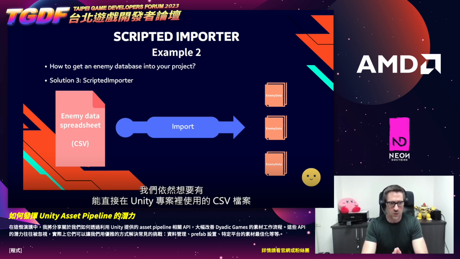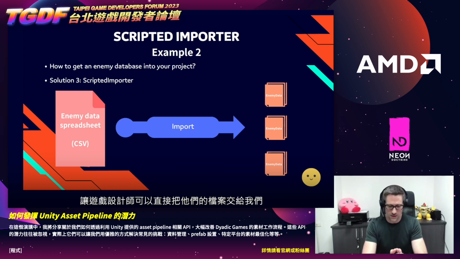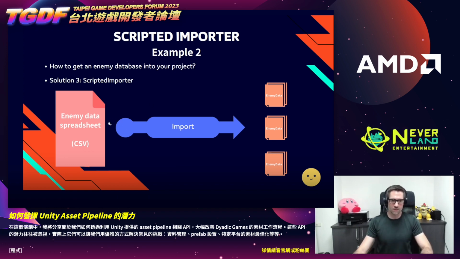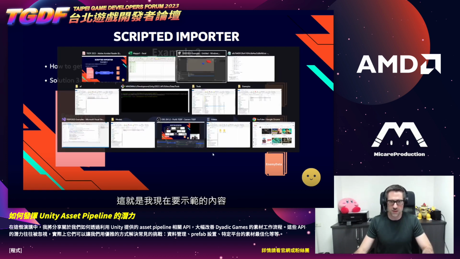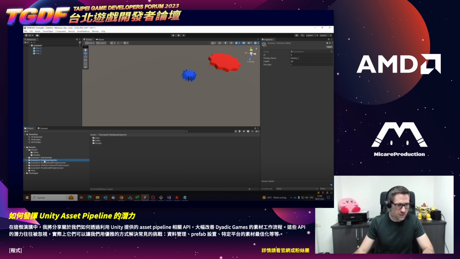So we still want to have the CSV file be used directly in the Unity project so that the game designer can just hand us over their files. We put them into the Unity project, and thanks to the scripted importer, we can now create the scriptable objects automatically with a custom scripted importer that you write. This is what I'm going to show you now.